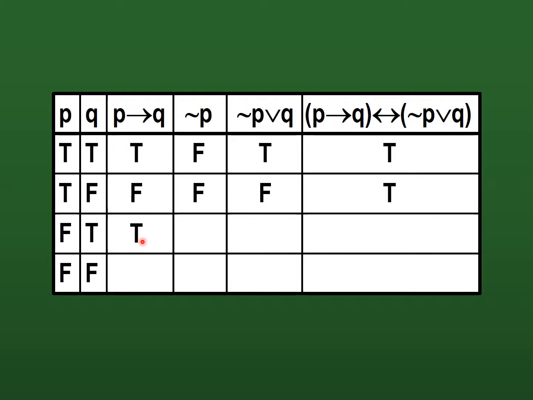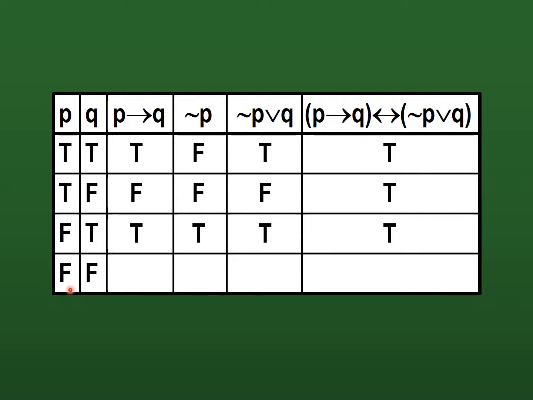On our next one, false implies true. That's true for P implies Q. Our not P is the opposite of P, so that will be true. And then not P or Q: not P is true and Q is true, so true or true gives true. For the last part here, P implies Q was true and not P or Q is also true, so true if and only if true is true.